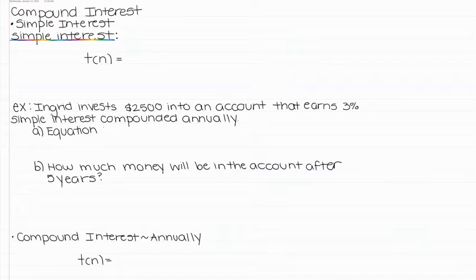So compound interest is in this unit of exponential functions because compound interest is actually using an exponential function. But we also are going to look at simple interest, which is not using an exponential function, but it's using a linear instead. So we'll start with simple interest. So simple interest is interest that grows linearly.